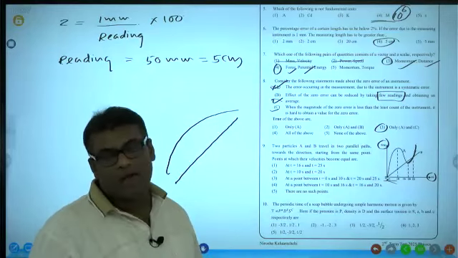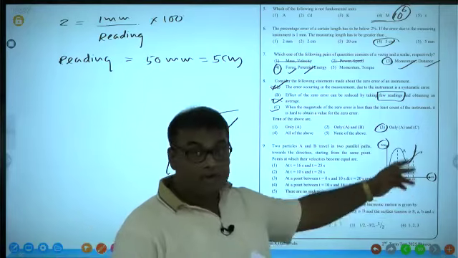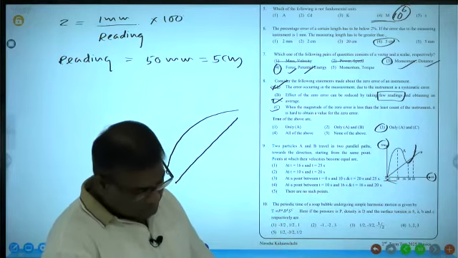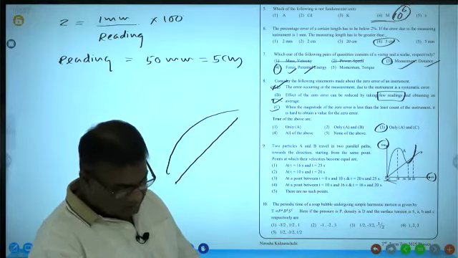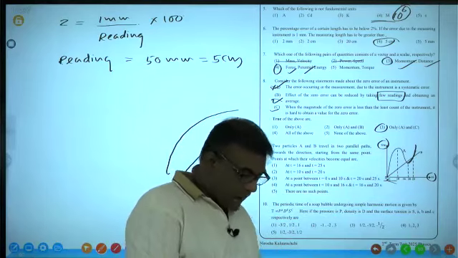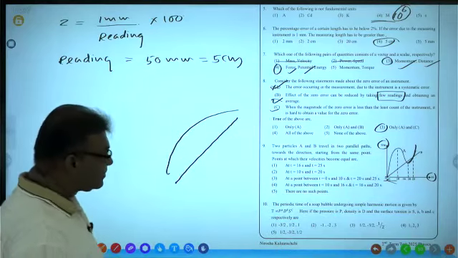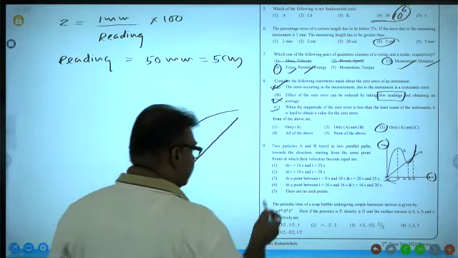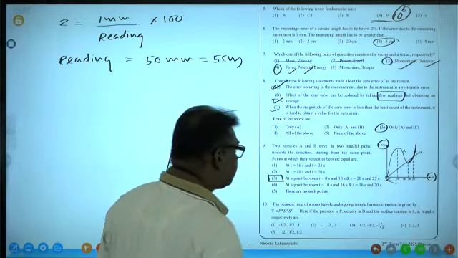Instantaneously, they will be parallel with each other. So the correct range we can identify is 0 to 10 seconds. Then can you identify the correct answer is 3? Yes.